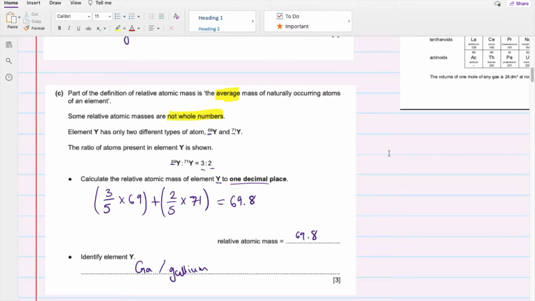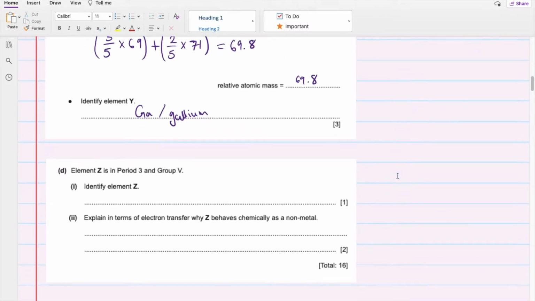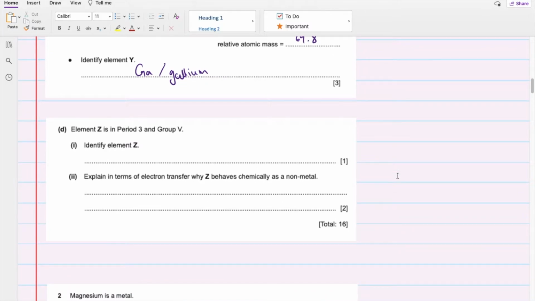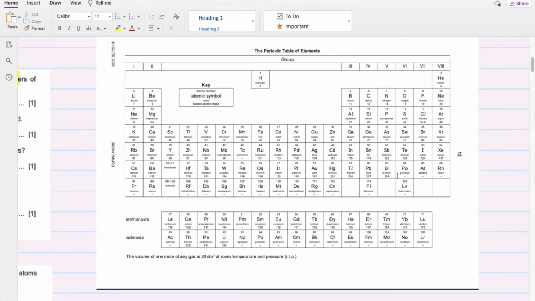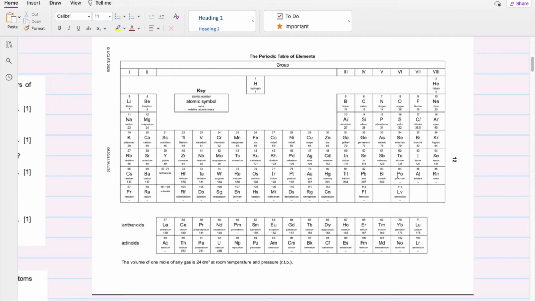Okay, so part D. Element Z is in period 3, group 5. So, of course, you need to get yourself familiar with these Roman numerals. This V is a 5. So we want to identify element Z. Go back to the periodic table. So let's see. Period 3, group 5.